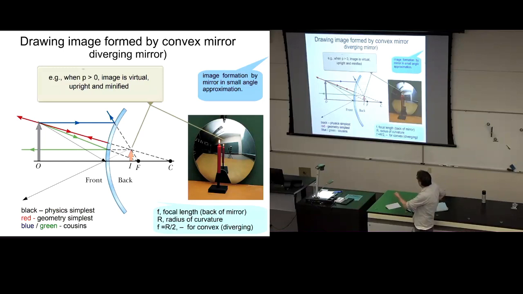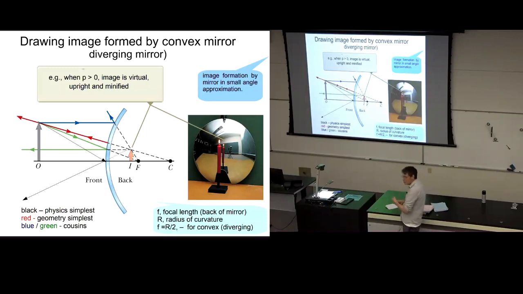This geometrically simplest ray, the red ray, heads in towards the radius of curvature, which is now on the back of the mirror. It's going to strike the mirror and head back along the path that it arrived from. So that's this red ray here, and this is that reflected ray heading in towards our eye. This is simplest because it strikes the mirror with an incident angle of 0 degrees. It's reflected from the mirror at a reflected angle of 0 degrees, so it's heading back along the path it arrived in. Okay, so that's the red ray.